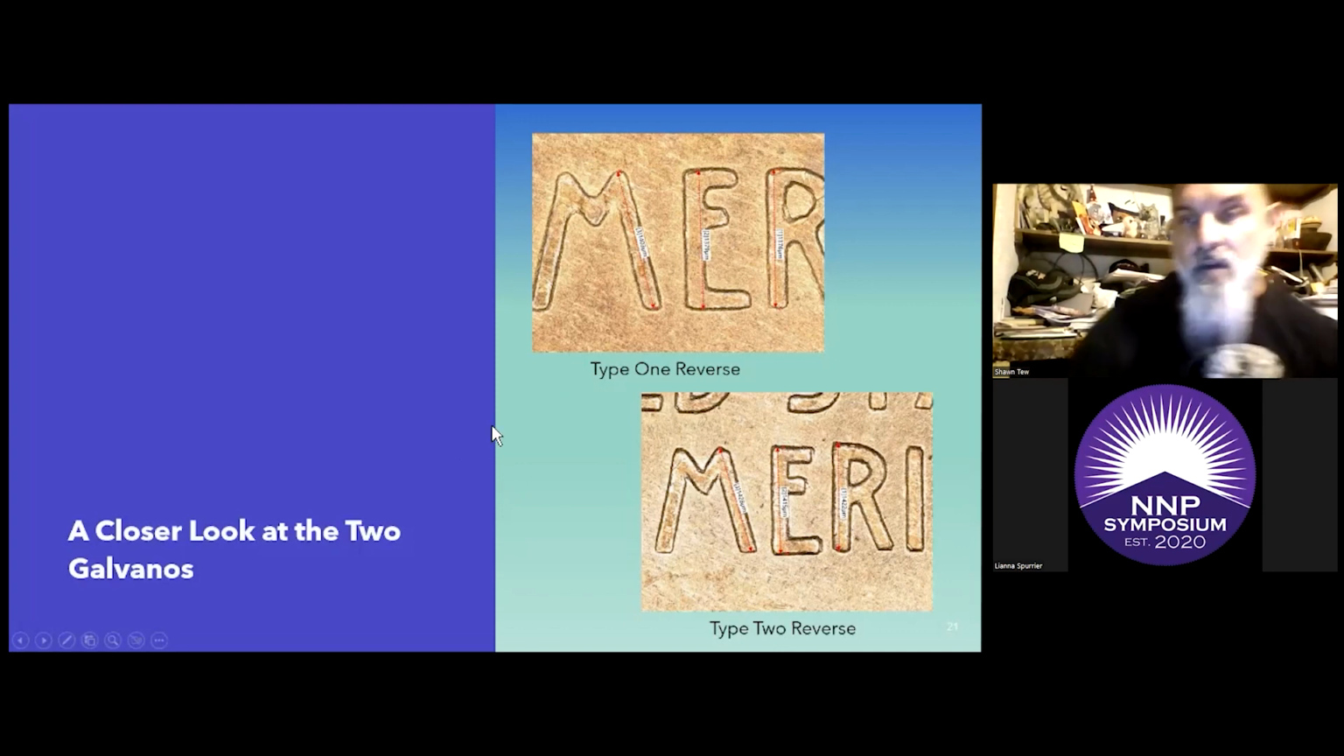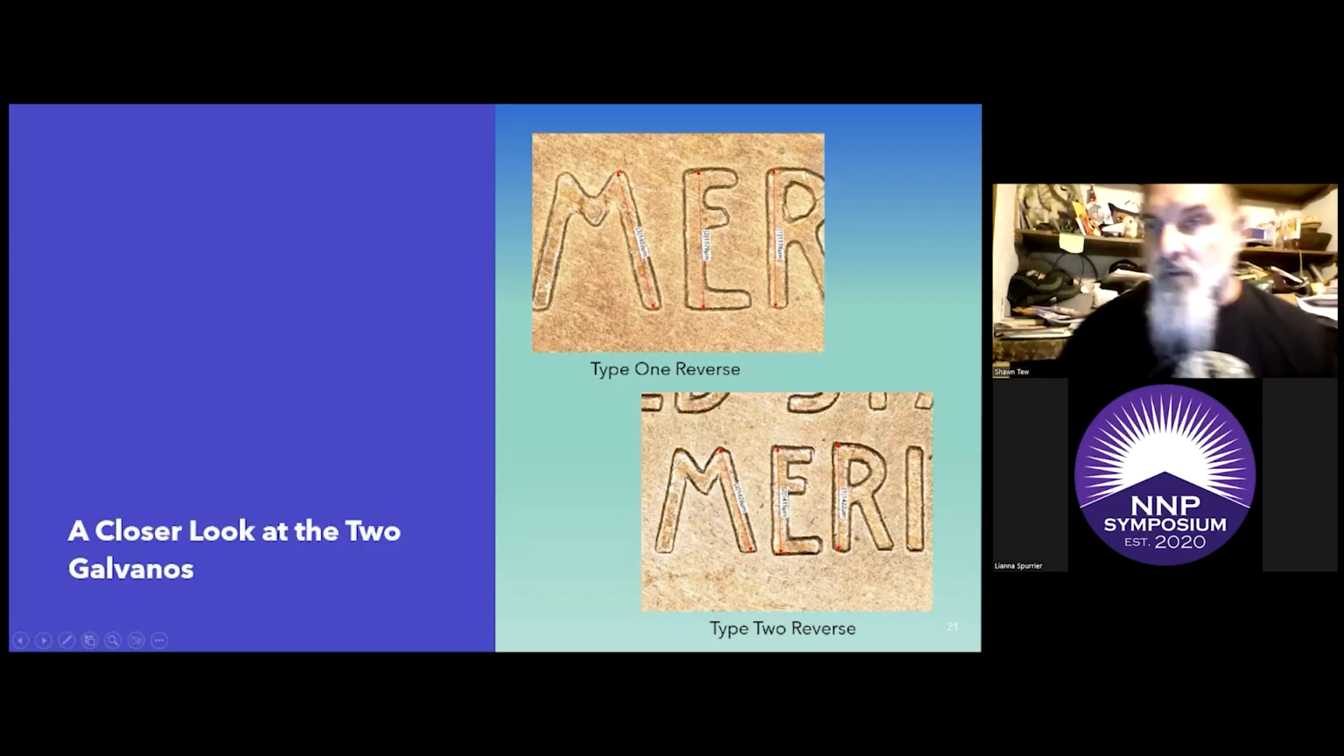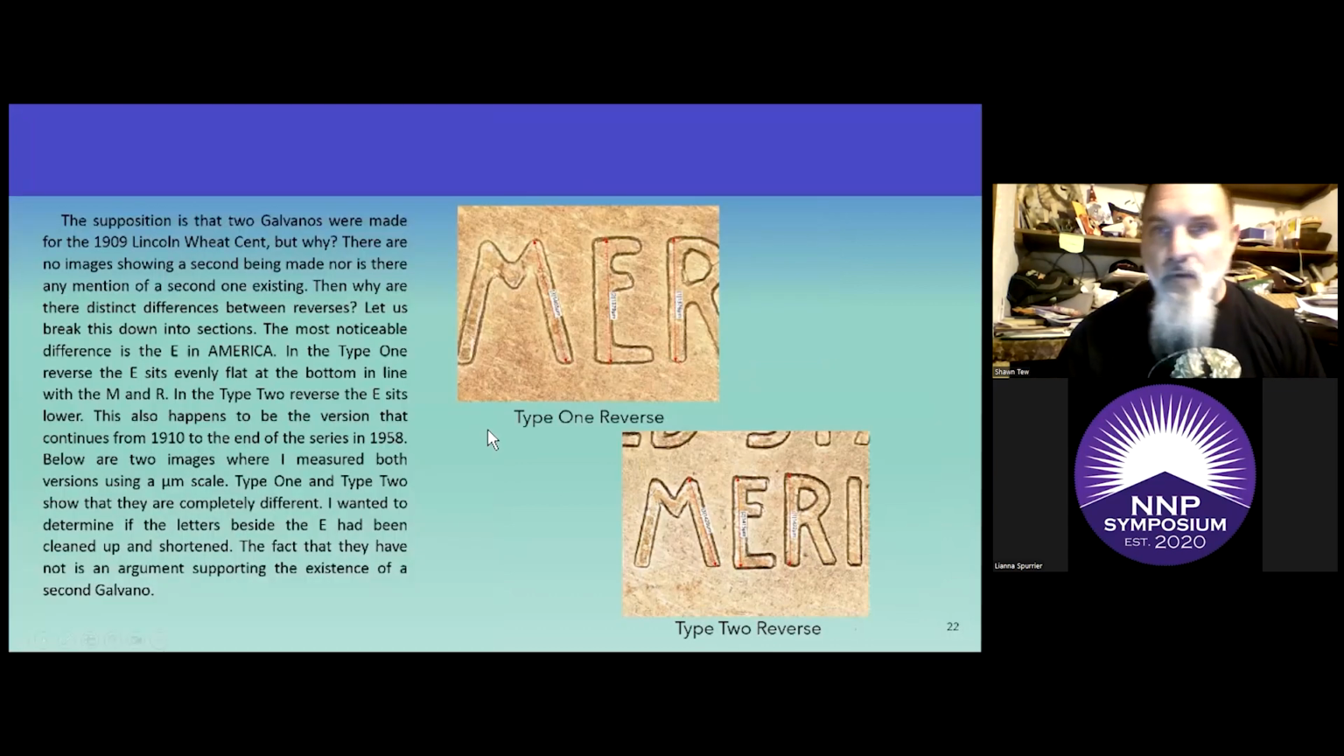So when we take a closer look at the 2 reverses, I went to the MSU Advanced Microscopy Lab here at Michigan State University in Lansing, and I had images made to where I can measure in nanometers. And what we're doing here is comparing the E of America from Brenner's reverse to Barber's reverse.